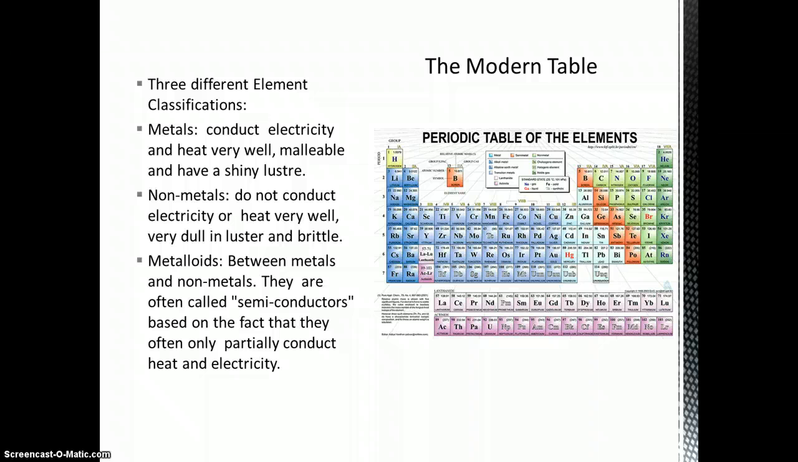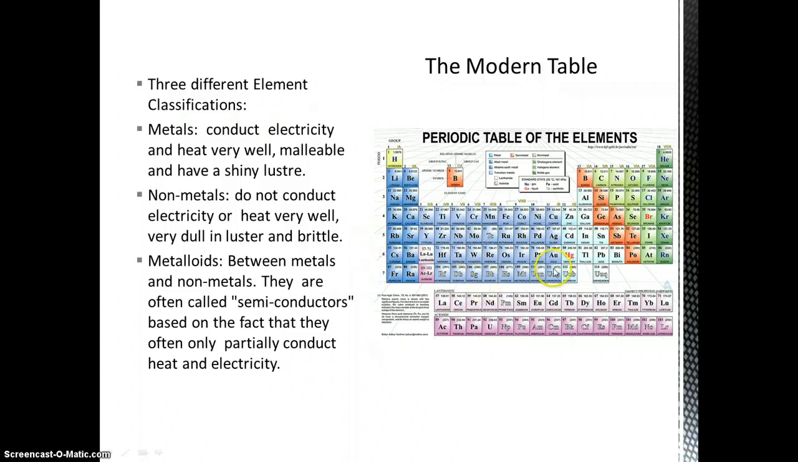Our current periodic table now obviously is a lot more full. We have 119 elements that have been discovered or that are close to being confirmed. And they can be broken up into three distinct groups. Most of these over here in the blue and the pink, we consider them metals. Okay, and they conduct electricity and heat very, very well. They're malleable and they tend to be shiny in luster.